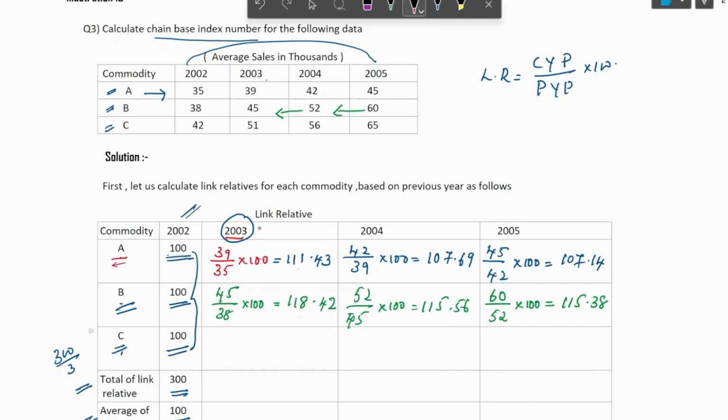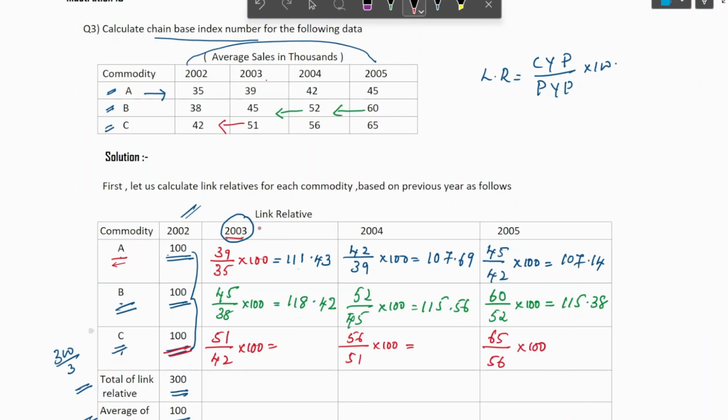Next one for C. See the values here: 42, 51, 56, 65. You are calculating in this way. Here 51 divided by 42 into 100. Starting year we have already completed as 100. Next 56 divided by 51 into 100. And next 65 divided by 56 into 100.